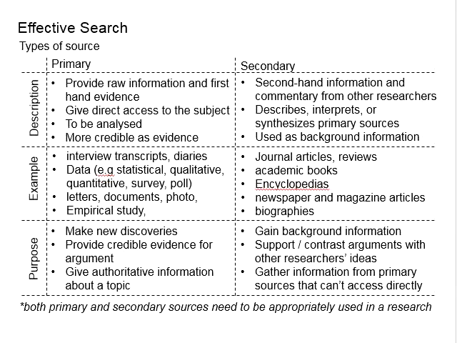The second type of the sources will be the secondary sources. It is basically the second-hand information and commentary from other researchers. Here you will see that on top of the raw information and results, there will be inputs by the researchers in terms of their opinions, arguments, findings, and even the conclusions.